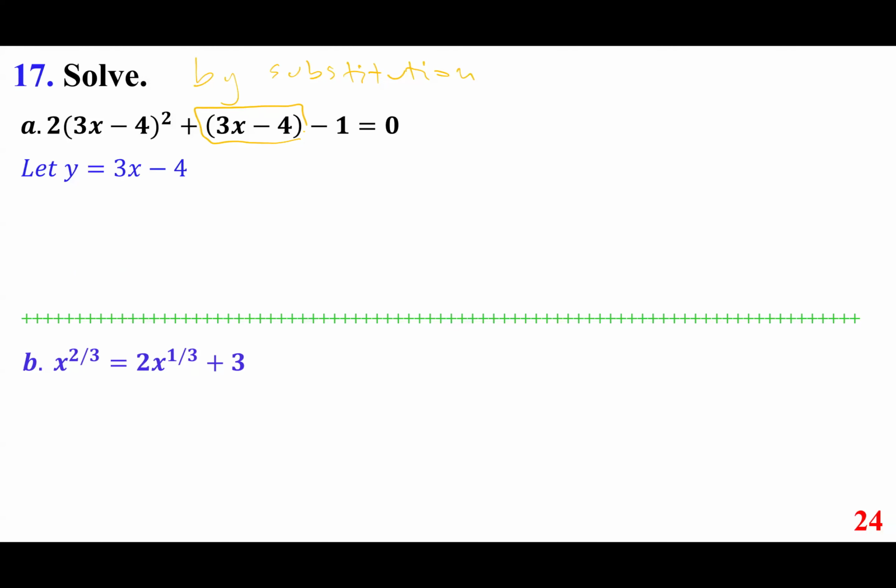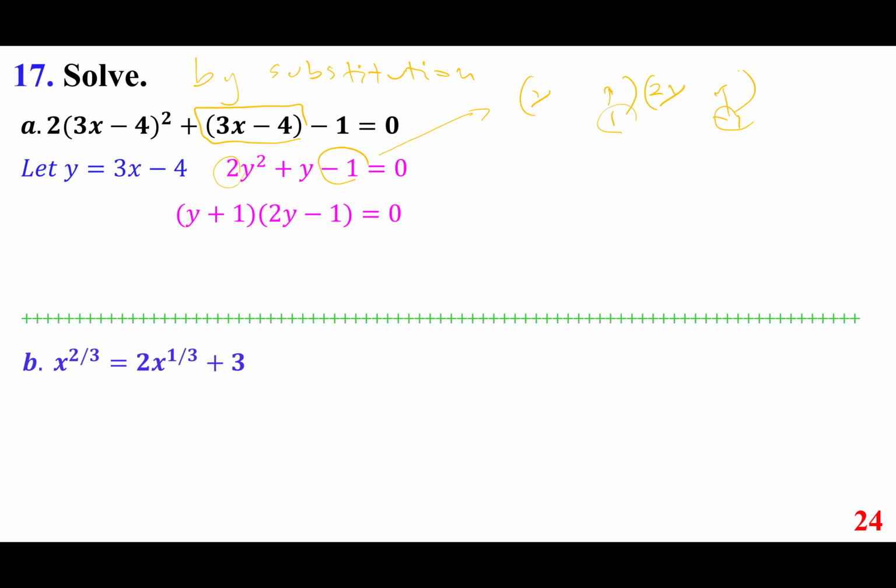Now you have 2y squared plus y minus 1 equals 0. And that is an easy factoring because 2 is a prime number. So if I wanted to factor this, I would have to write 1y or simply y and 2y. And because this is -1, I have no choice but to put 1 and -1. Which one goes here? Which one goes here? It's by trial and error.